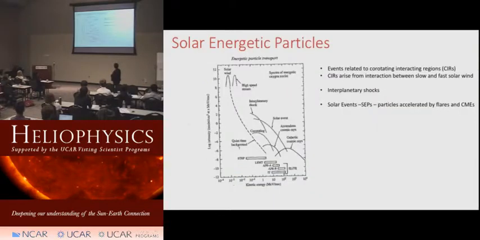Okay, so coming back to the other population, I talked about galactic cosmic rays, anomalous cosmic rays. Let's talk about the solar energetic particles. And they come from CMEs, flares, a combination of the two. They can be accelerated by shocks traveling in the solar wind. They can also appear in CIRs when you interact slow and fast wind together, okay?